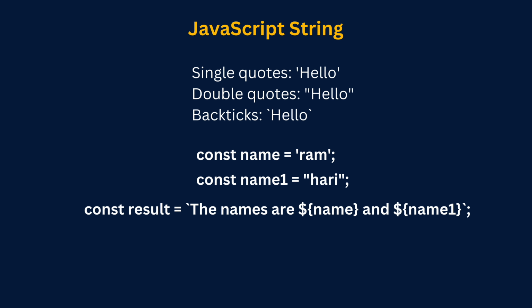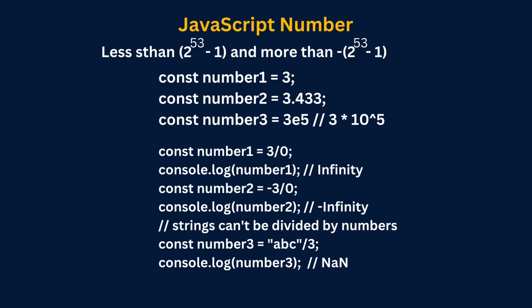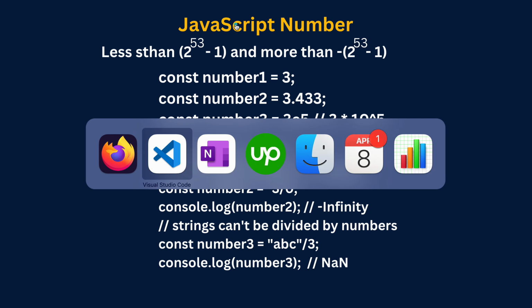Now we've seen how we store strings in JavaScript, right? Now you see numbers. Every number has some limit. What is the range of numbers that can be stored in variables? Numbers are between minus 2 to the power 53 minus 1 and 2 to the power 53 minus 1. This is the limit of the numbers, right? What is the meaning of this?